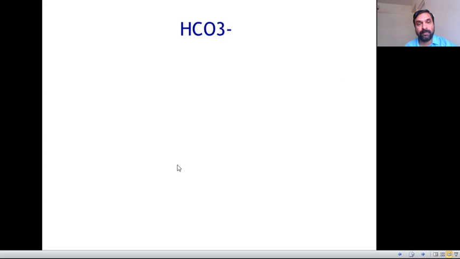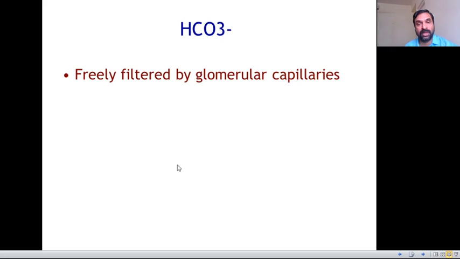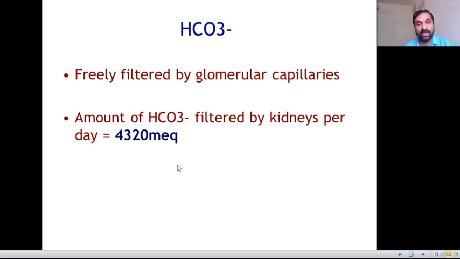Now bicarbonate. It is freely filtered by glomerular capillary in glomerular filtration. And the amount of bicarbonate filtered by kidney per day, how to calculate? That is concentration of bicarbonate in blood is 24 milliequivalent per liter, and amount of filtrate per day is 180 liter per day. So the amount of bicarbonate filtered per day is 24 multiplied by 180. So we are getting 4320 milliequivalent per day. This much amount of bicarbonate is filtered per day.